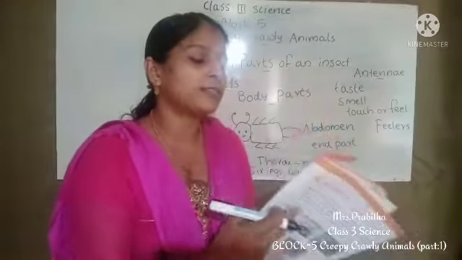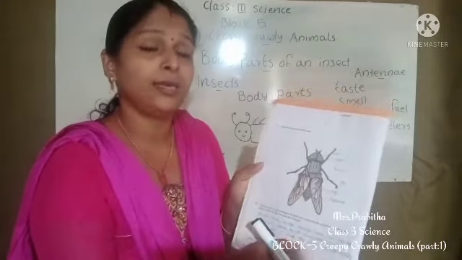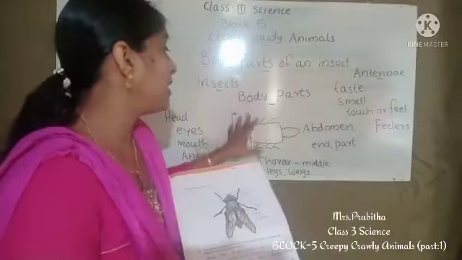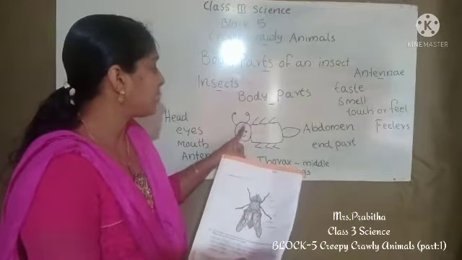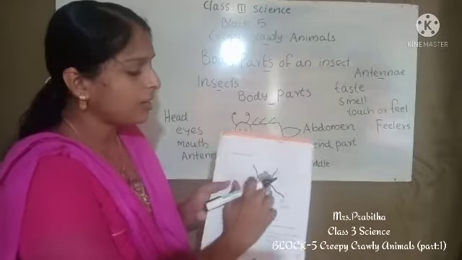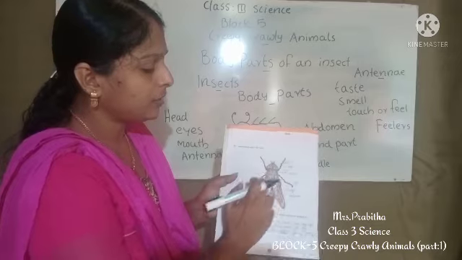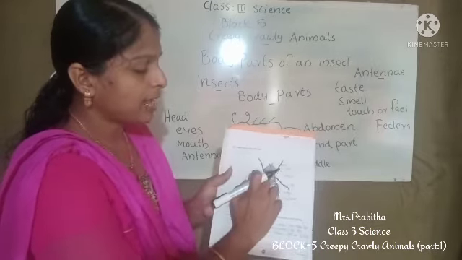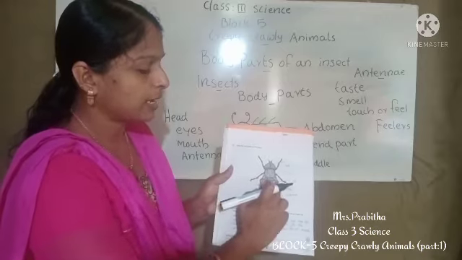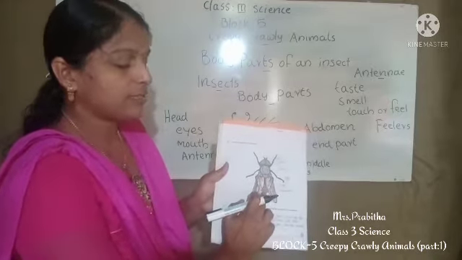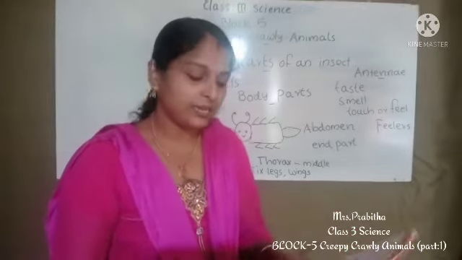Next picture. Next you have to label the body parts of an insect. You can do it very easily, because we already discussed the body parts of an insect. So you can mark first one, head. Head is here. Then you can mark eyes. Antennae is here. Then legs are here. Thorax is the middle part. This is thorax. Then 2 wings you can see. Then this is the abdomen. In that way you can label the body parts of an insect.